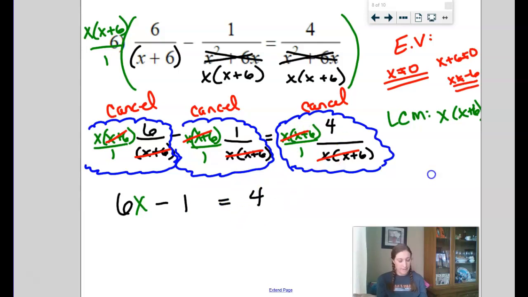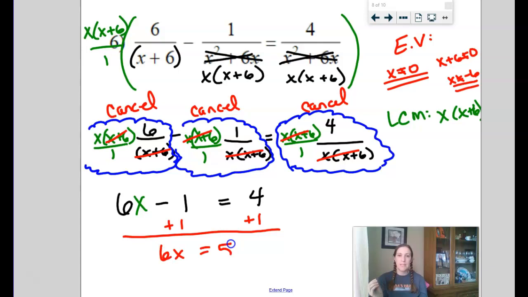Oh my goodness, guys, this became really easy all of a sudden. It's a linear equation, right? We're going to solve it. I'm going to add 1 to both sides. We're going to divide by 6 on both sides. And you're going to get 5 over 6, the fraction 5/6, or the decimal equivalent.